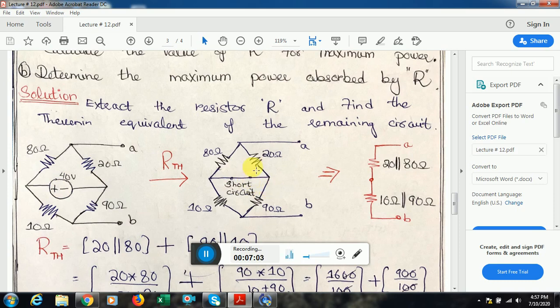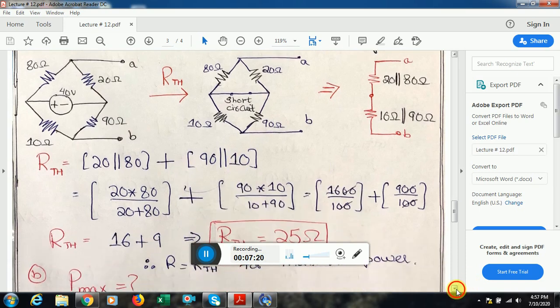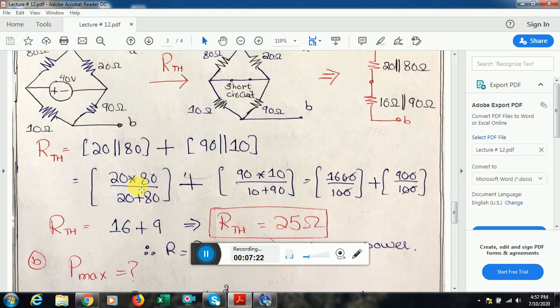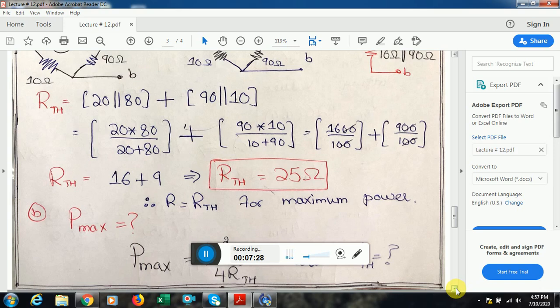These two resistances are in parallel to each other. These two resistances are in parallel to each other. This is how the circuit is. And finally, from A to B, this parallel combination is in series with this parallel combination as given over here. So by simple mathematics, I get the parallel combination of this, the parallel combination of this. By simple mathematics, what we get is the R Thevenin equivalent resistance of this circuit is 25 ohm.